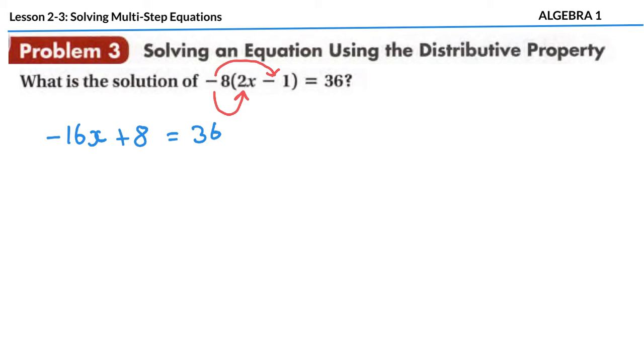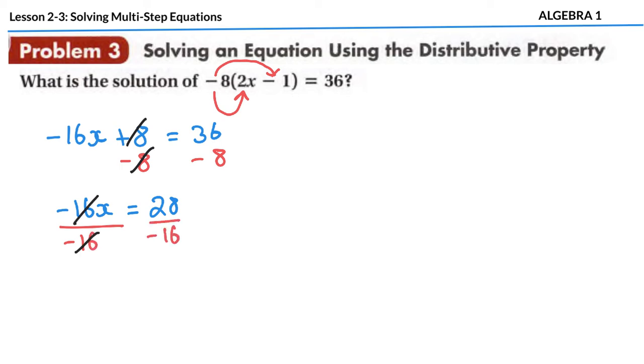Now, how will I remove the plus 8? Of course, minus 8 on both sides. So, what do we get? Minus 16x is equal to 36 minus 8, which is 28. How will I remove the minus 16? Divide by minus 16 on both sides. So, we are left with x is equal to 28 divided by negative 16, which is negative 7 over 4. This is the answer. Great going.